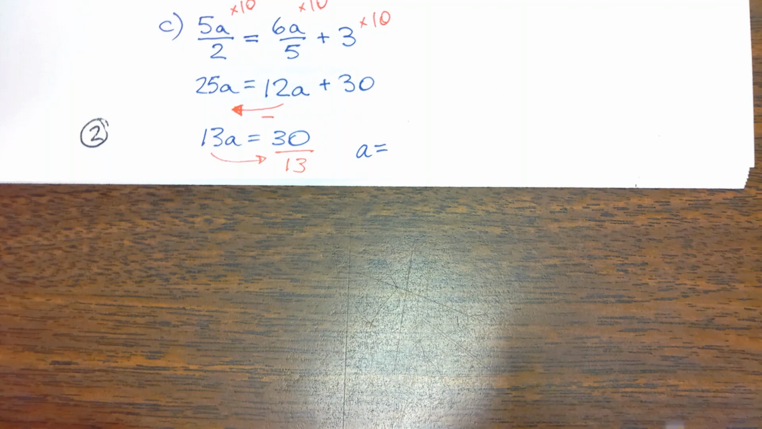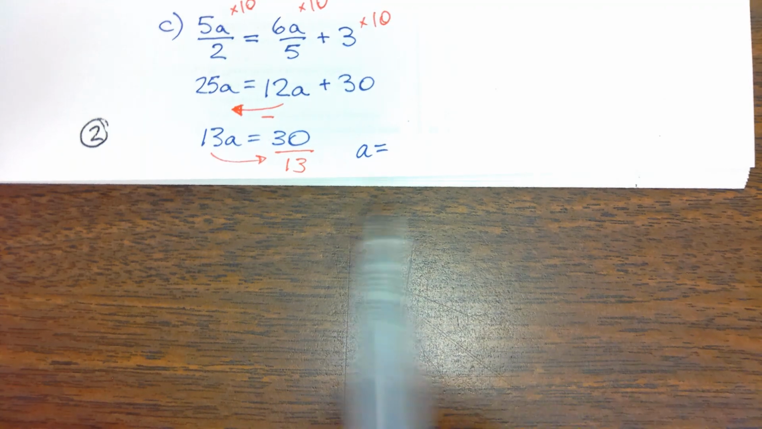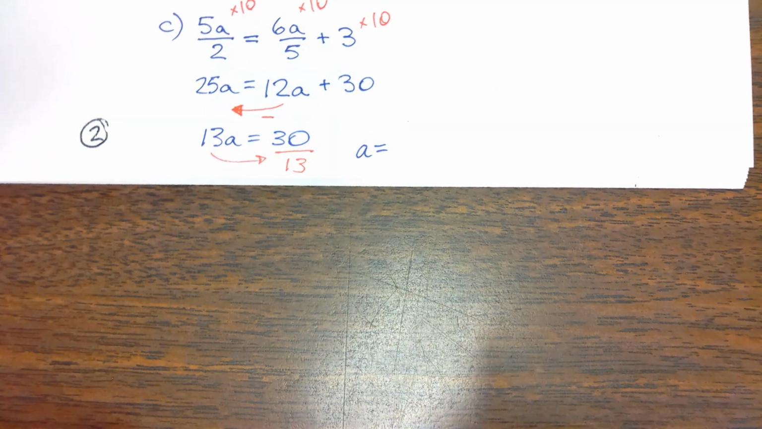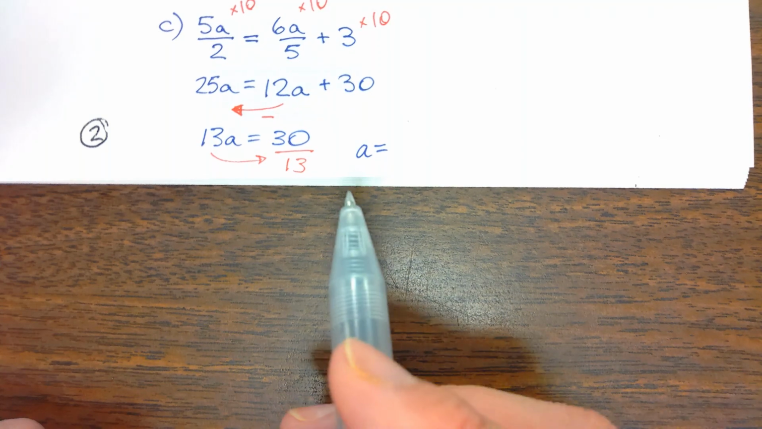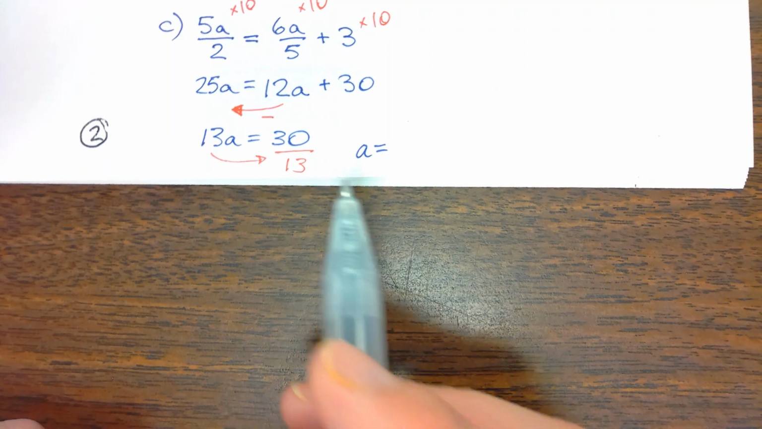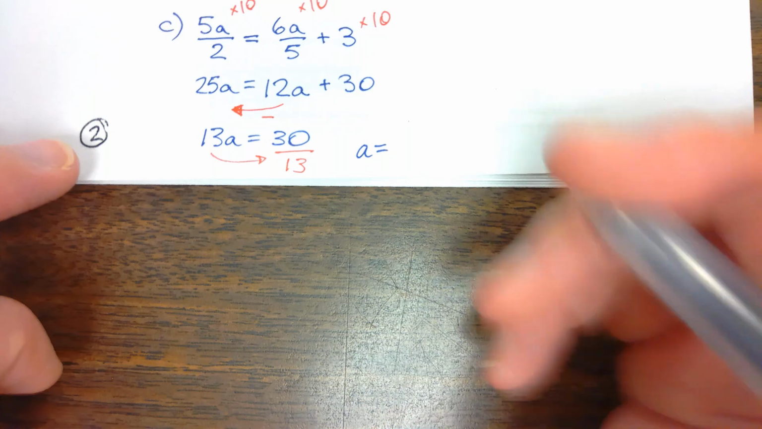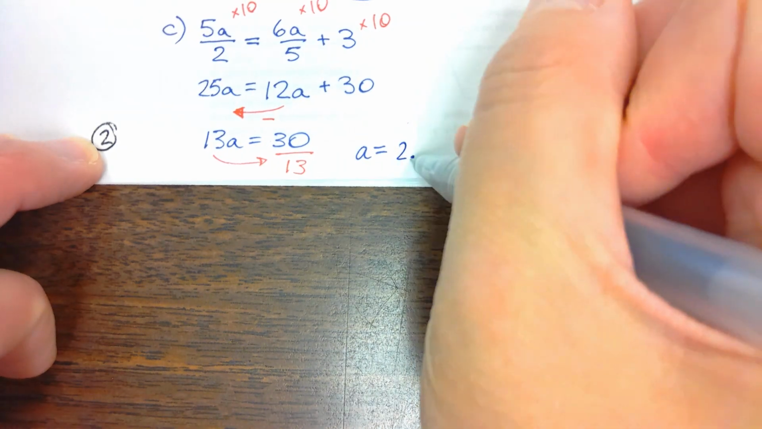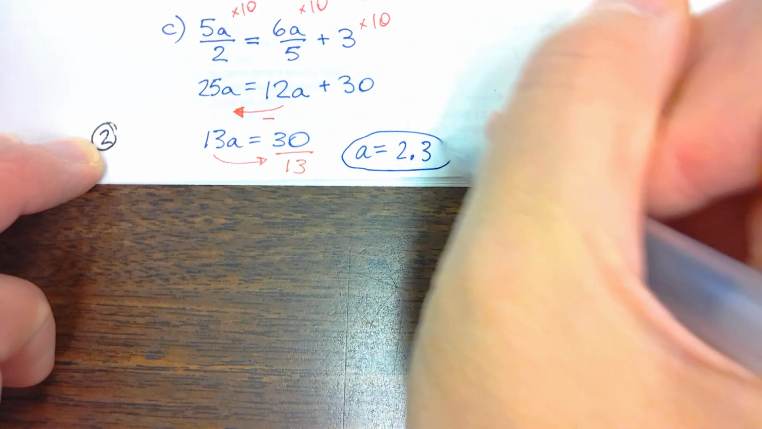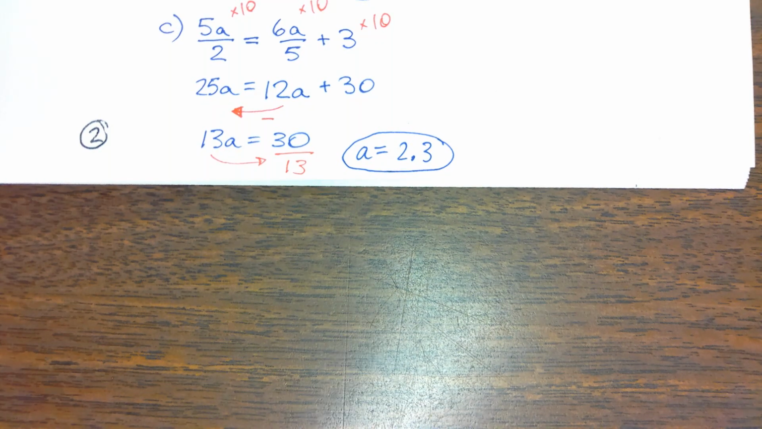Leandro, what did you get? Let's pay attention. So what's 30 divided by 13? 2.3. Good. Okay, how many of you got 2.3 as your answer? Good job.